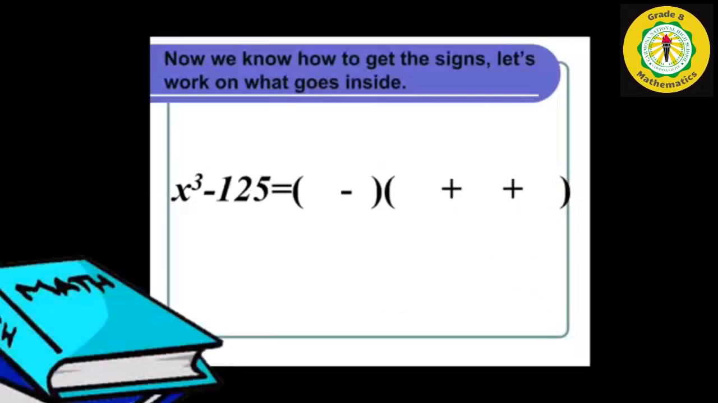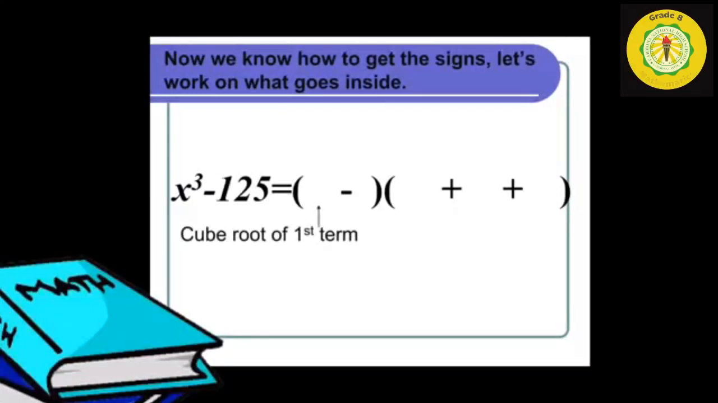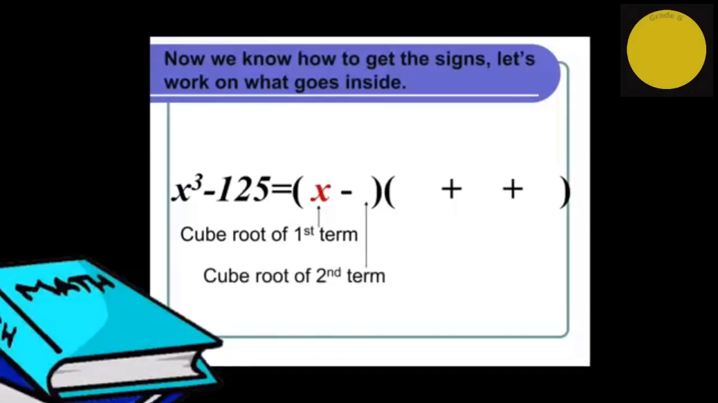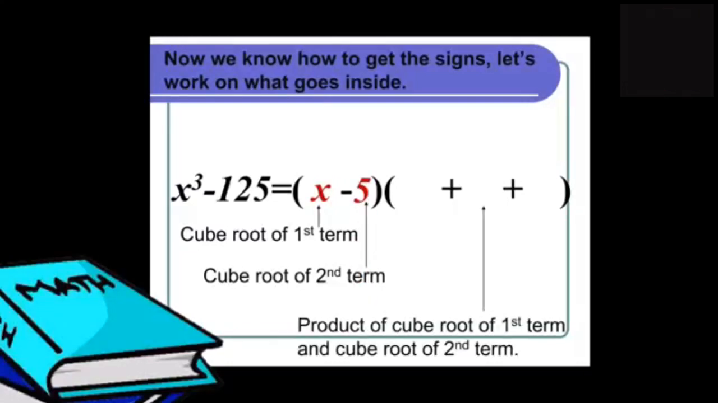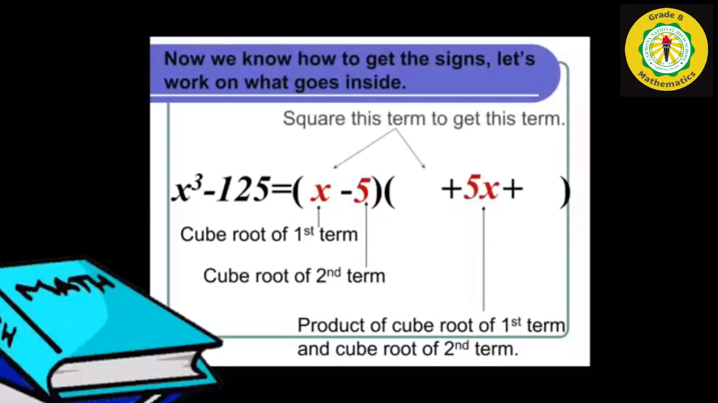Now, let's have another example. So x cubed minus 125. We need to get the cube root of our first term, x cubed, so the answer is x. The cube root of our second term, the cube root of 125, is 5. So the product of the cube root of the first term and the cube root of the second term, x times 5, is equal to 5x. To get this term, we need to square x, so x squared. Next, to get this term, we need to square 5. So 5 squared is equal to 25.